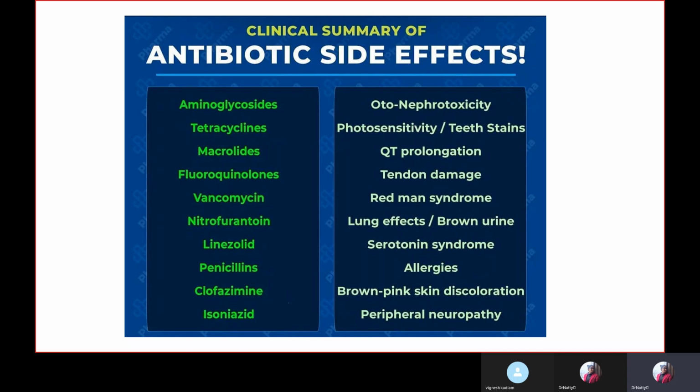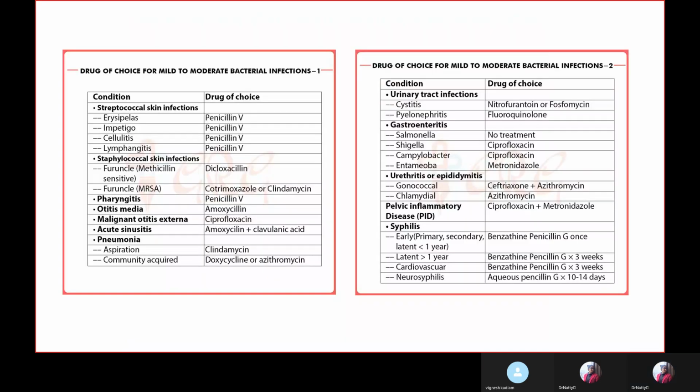Any penicillin allergy usually leads to a hypersensitivity reaction. Then you have clofazimine, brown or pink skin discoloration. For isoniazid, it is peripheral neuropathy. Of these, the important ones which you should remember are penicillin, isoniazid, vancomycin, macrolide, tetracycline and aminoglycosides.